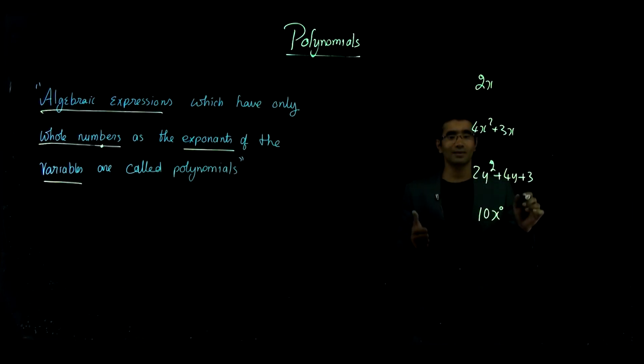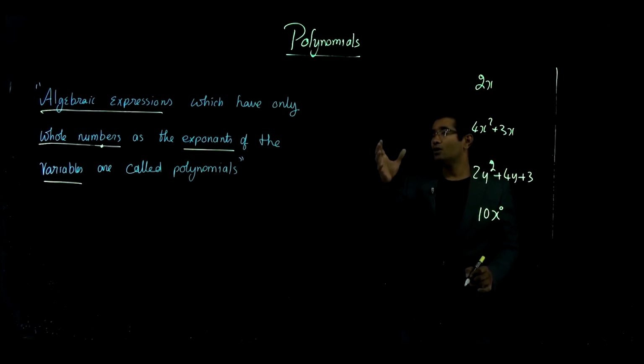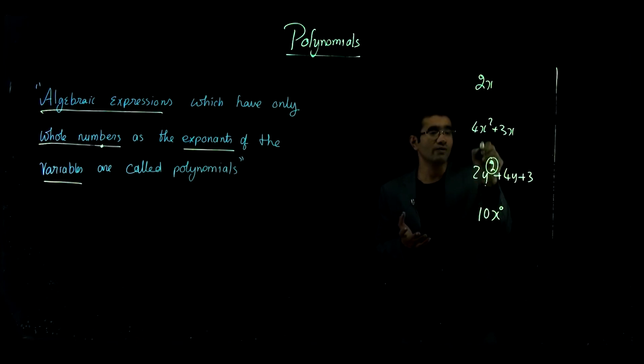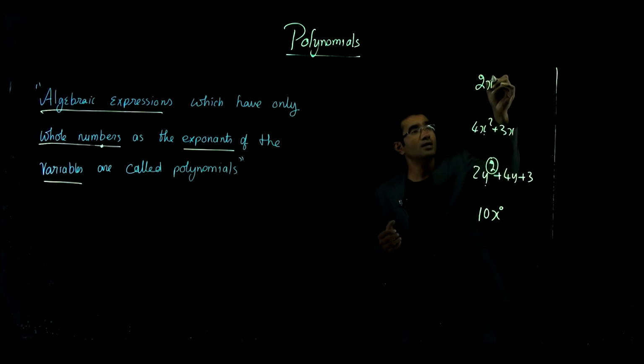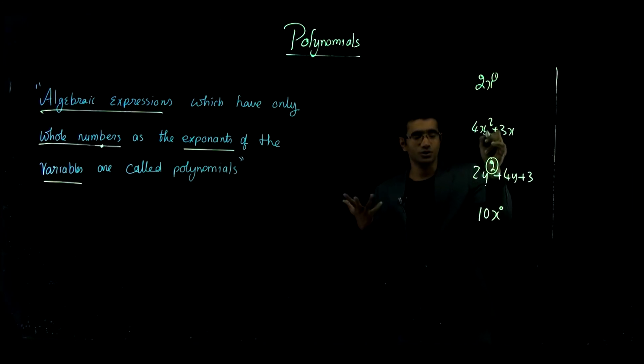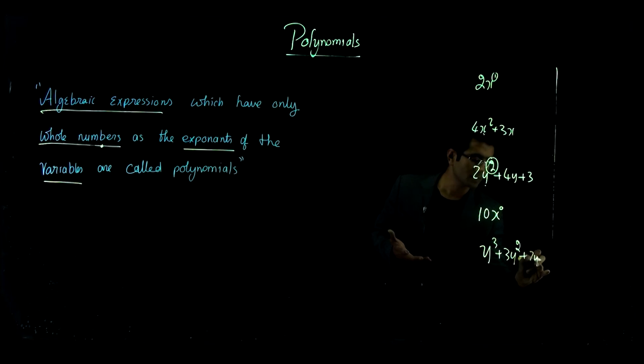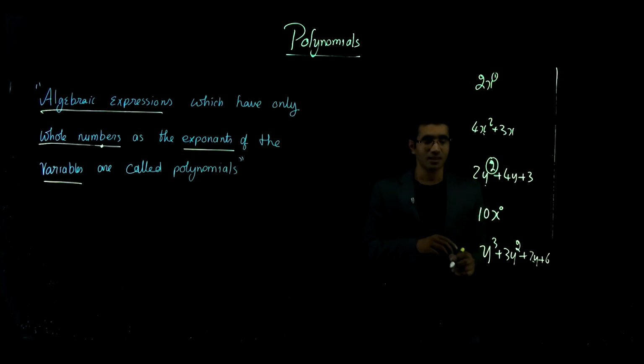Okay, so we understand that very clearly. Now, what is the next thing? It says which have only whole numbers as the exponents. So what exactly are exponents? These numbers which are the powers on the variables are called the exponents. Here the power is 1, so the exponent is 1. Here it is x squared, the exponent here is 2. Now if I take something like y cubed plus 3y squared plus 2y plus 6, what is the power here? I can say the exponent is 3.